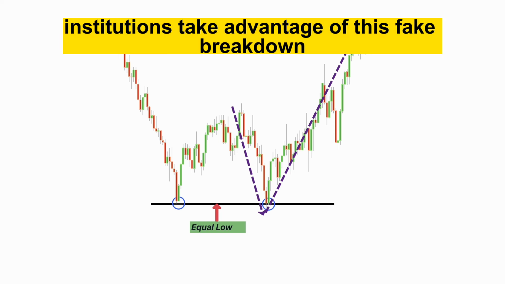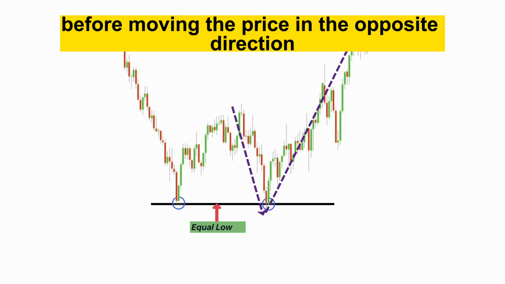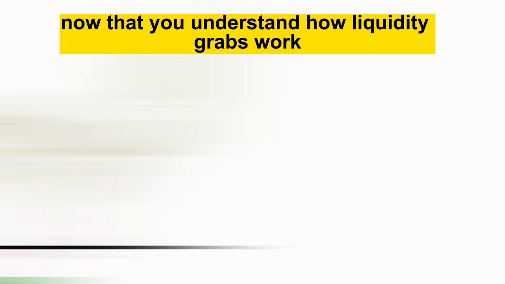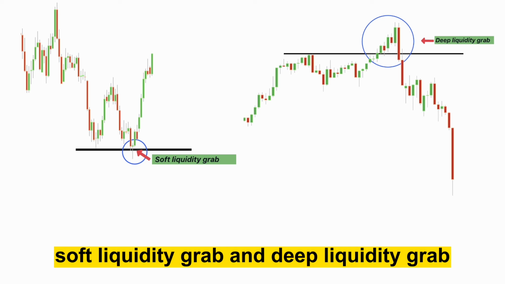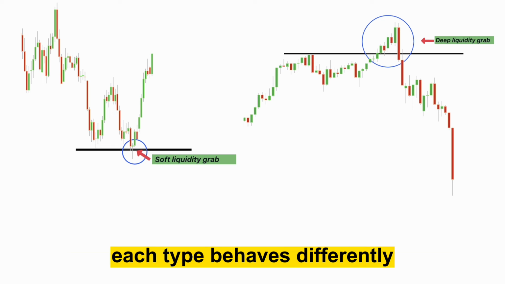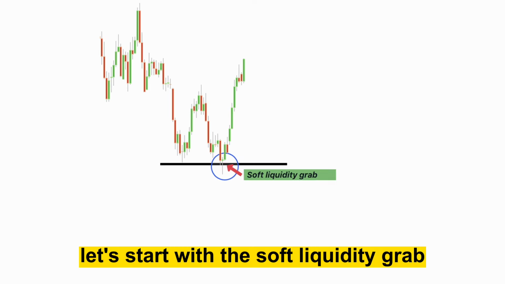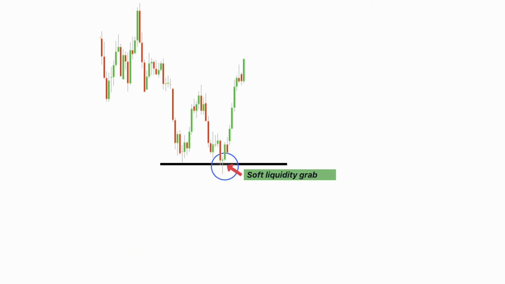Institutions take advantage of this fake breakdown, forcing traders out before moving the price in the opposite direction. Now that you understand how liquidity grabs work, let's dive deeper into the two main types: soft liquidity grab and deep liquidity grab. Each type behaves differently, and recognizing the difference can help you spot better trading opportunities. Let's start with the soft liquidity grab and see how it compares to the deeper, more aggressive liquidity grab.